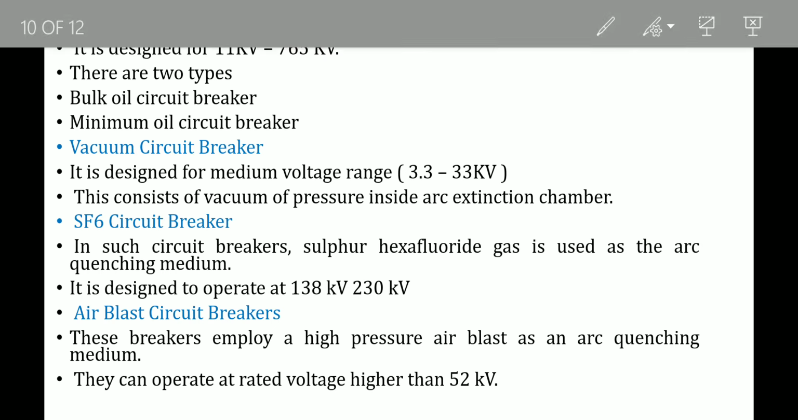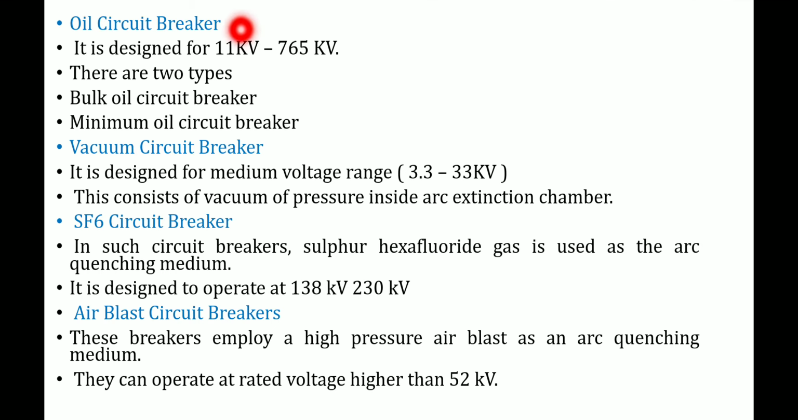This kind of circuit breaker, the oil circuit breaker, is designed for 11 kV to 765 kV. There are two types: one is the bulk oil circuit breaker, and the second is the minimum oil circuit breaker. Getting my point? Keep it in mind, this is very important. So the oil circuit breaker is designed for 11 kV to 765 kV. The second one is the vacuum circuit breaker. In this, vacuum acts like a medium to quench the arc. It is designed for a voltage rating of 3.3 to 33 kV. Next, we'll move on to the SF6 circuit breaker. SF6 is nothing but a gas.